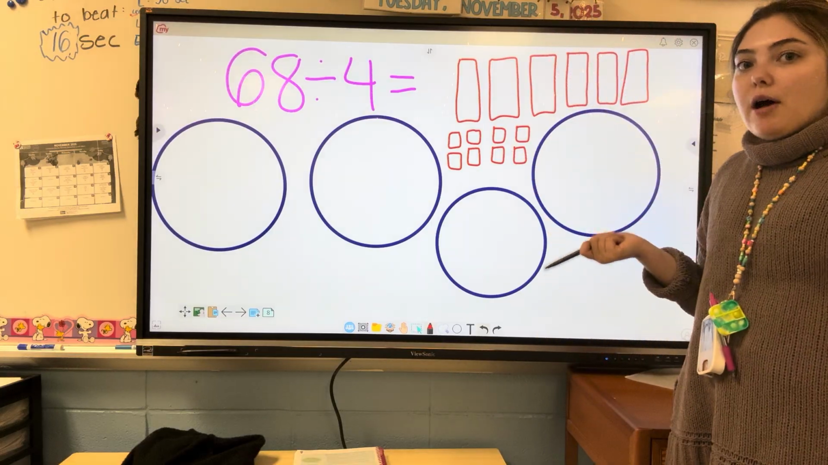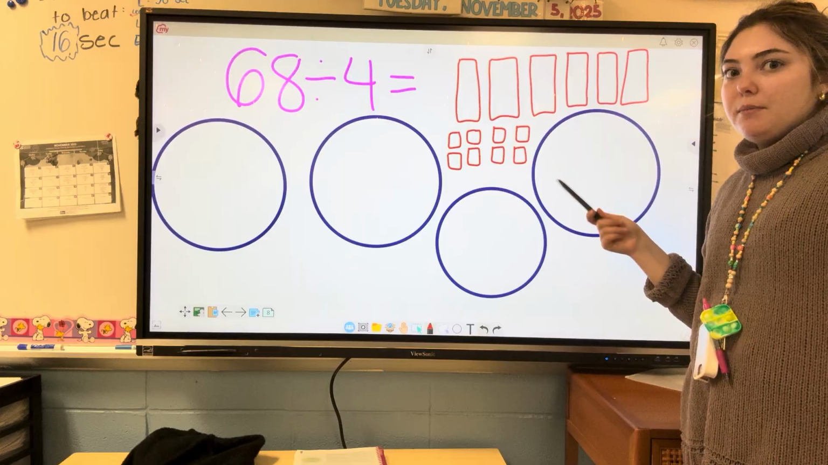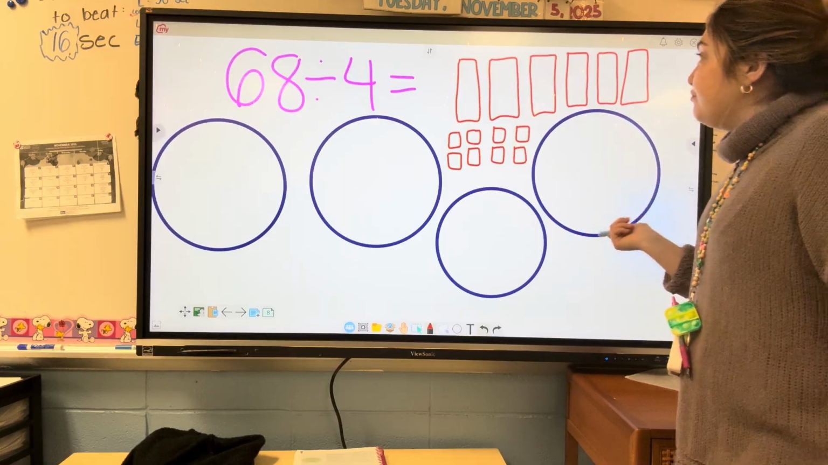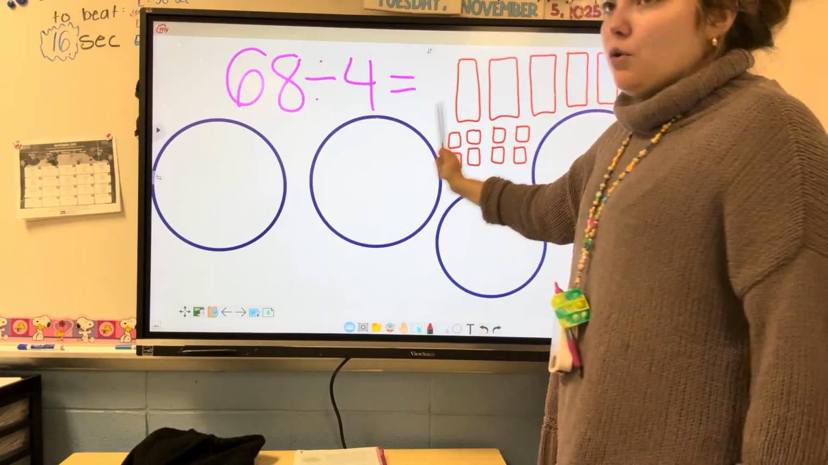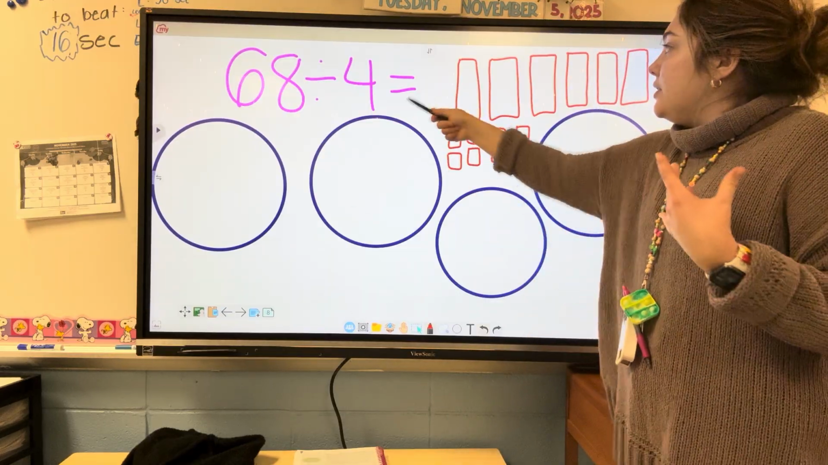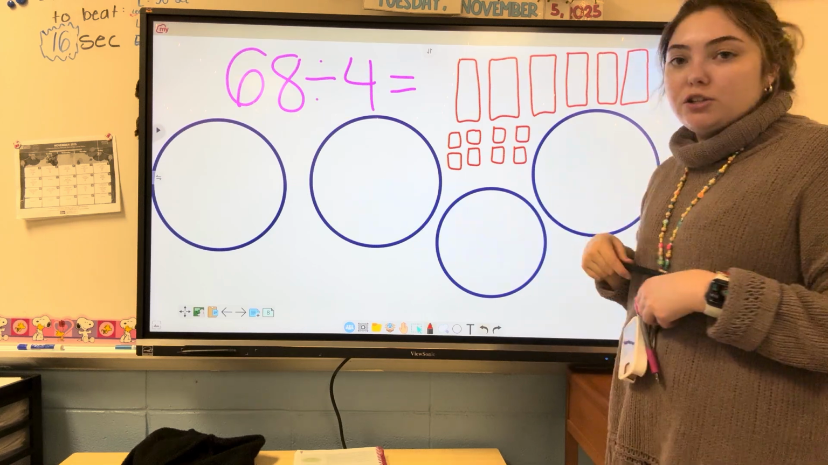Okay, so I'm going to ask them, is there anything that I can go ahead and split into my boxes that I have 4 of? Or maybe I have more than 4. First I try to get them to look at the ones and see that we have 8. So that means, I know 4 times 2 gives me 8. So I can add 2 to each one of my circles.